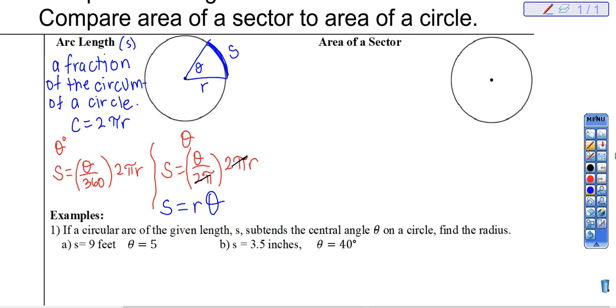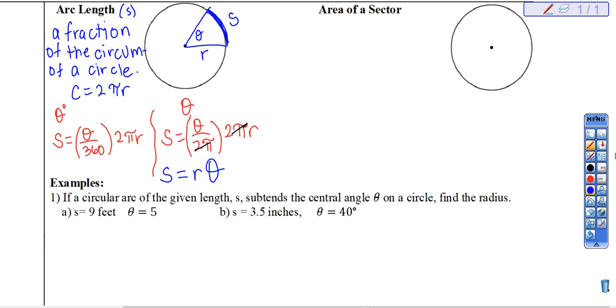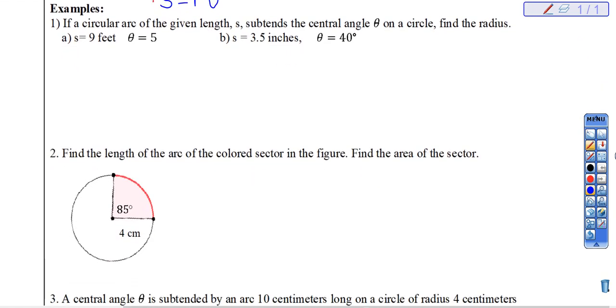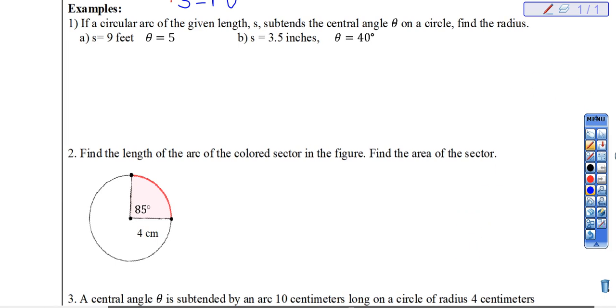Now, let's go and do two problems. Let's do example 1. Ready? All right. So it says, if a circular arc of the given length s subtends the central angle theta on a circle, find the radius. So we're talking about arc length, we're talking about a central angle theta, we're talking about radius. So I think circumference would be the place that we would go. So let's draw a picture first.